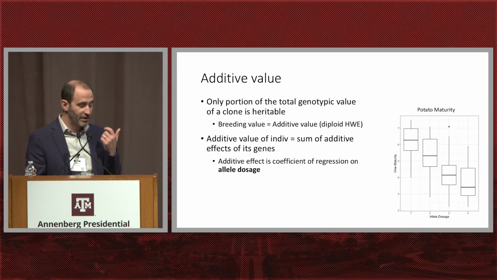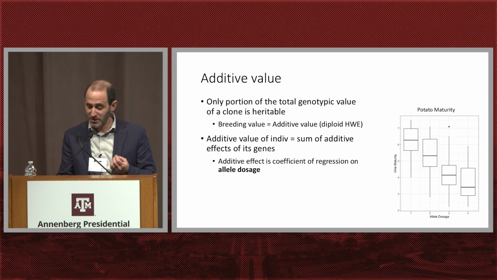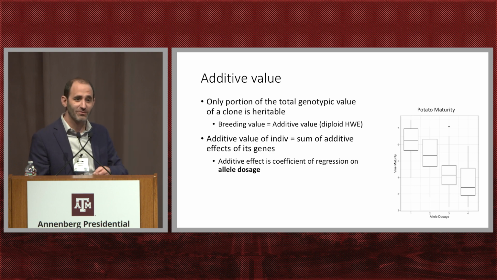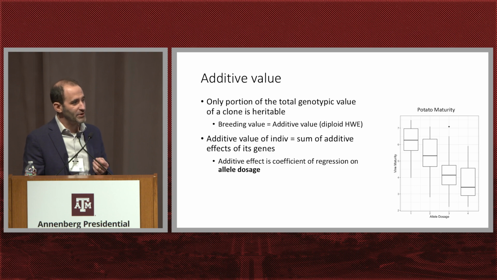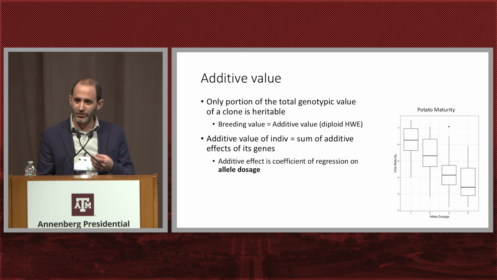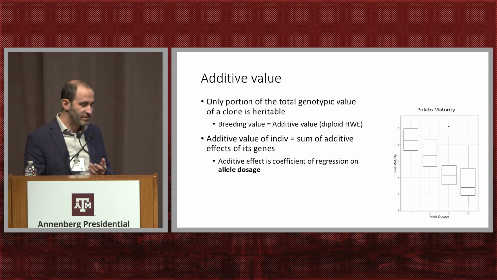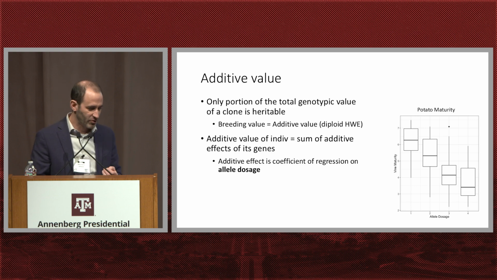And when it comes to thinking about that, we have to talk a little bit about the components of genetic variation, and especially as a polyploid crop breeder, that's something that we think about a lot. Not all of the genetic variation you measure is heritable to the same degree. When we talk about additive values, that refers to the portion of the genetic variation that is transmitted with the highest degree of efficiency.